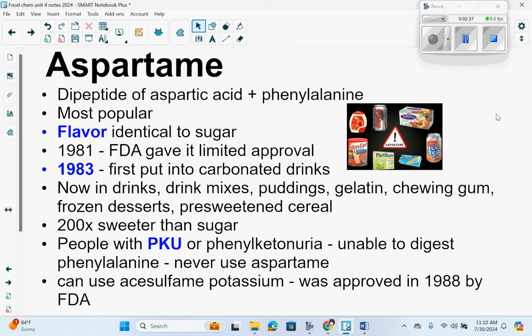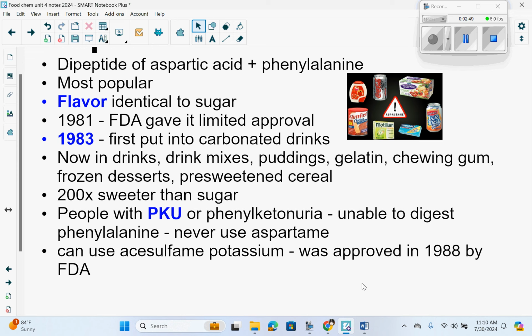It is 200 times sweeter than sugar, but people with PKU, or phenylketonuria, are unable to digest phenylalanine, right? See that up here? So they can never use aspartame. They can use acesulfame potassium, which was approved in 1988 by the FDA.